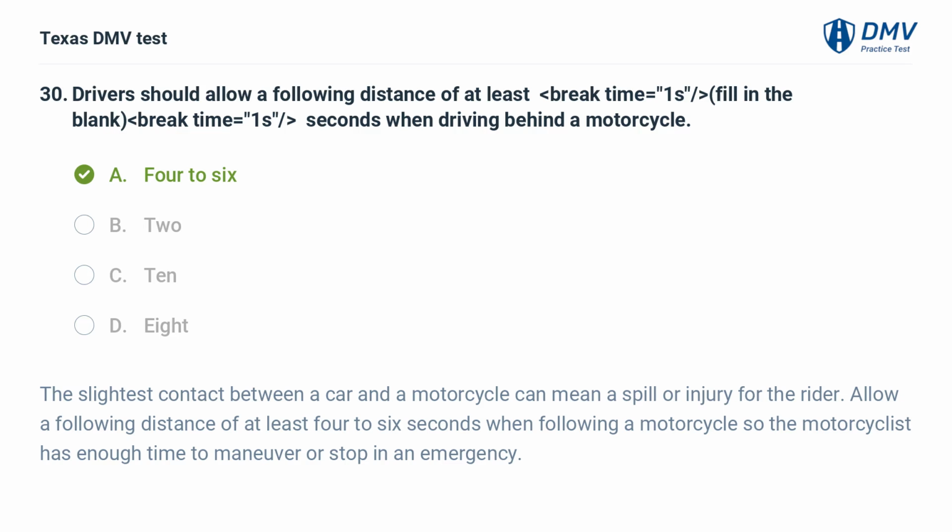The slightest contact between a car and a motorcycle can mean a spill or injury for the rider. Allow a following distance of at least 4 to 6 seconds when following a motorcycle so the motorcyclist has enough time to maneuver or stop in an emergency.